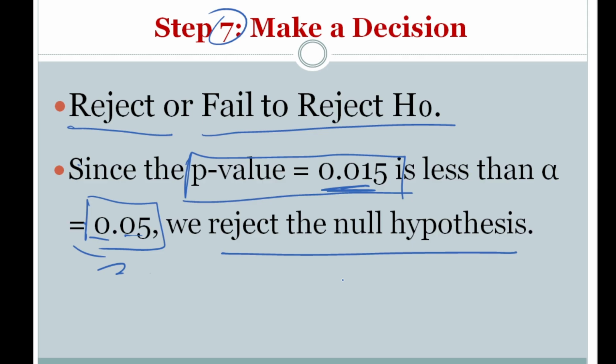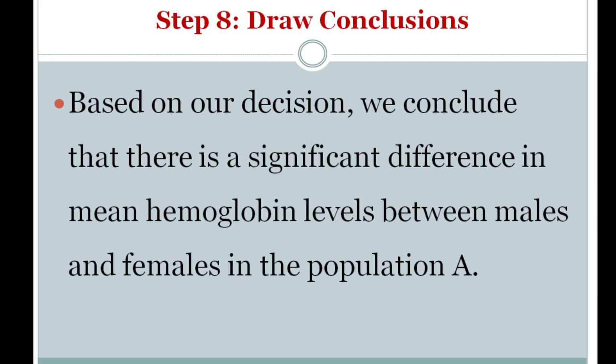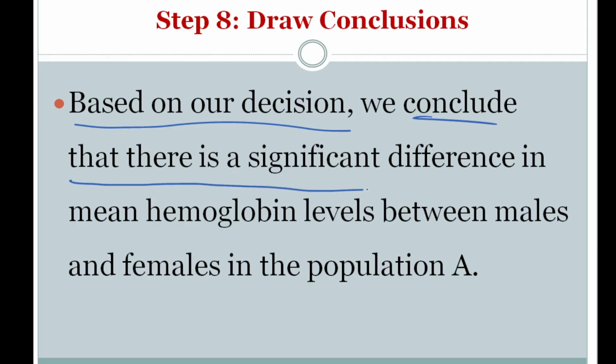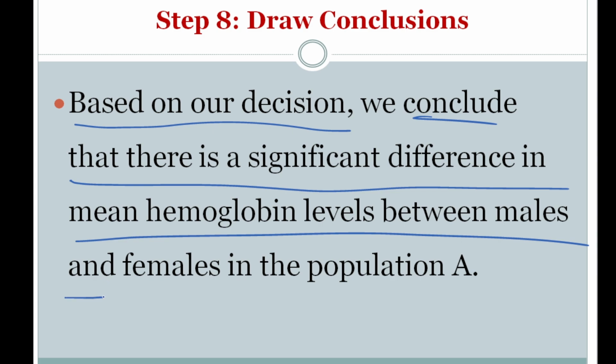So coming towards the 8th step, which is draw some conclusion. Yes, so what will be our conclusion? Based on our decision, we conclude that there is significant difference in the mean hemoglobin level between male and female in population A. So these were the steps of hypothesis testing.